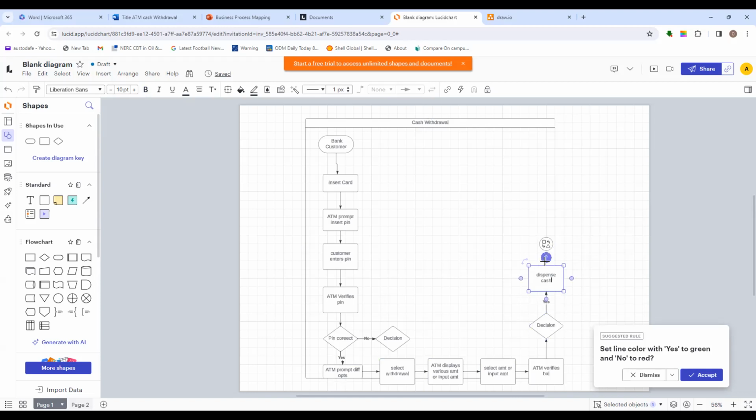Then if no, the lower one, on that decision part. Yes, the ATM will dispense cash. After dispensing cash, what did we say next again? Ask if the customer wants to do something else. Ask for another operation. Is that not so? Yes.